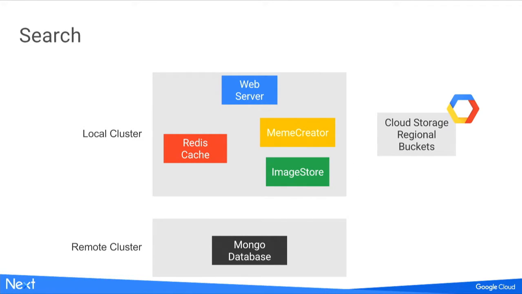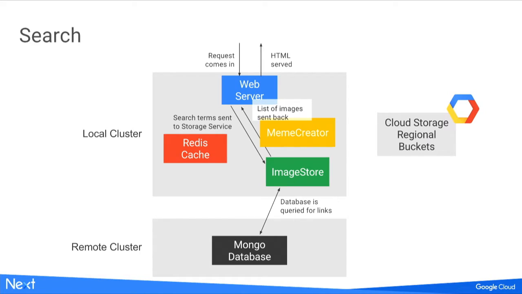And then search. For search, it's a little bit simple again. The web request comes in. We talk to the image store service with the requested terms. It talks to MongoDB for the links. It gets those links. And it serves it from the appropriate regional buckets. So the interesting thing here is the search is around the world, right? If you generate a meme in Japan and it's stored in our Tokyo bucket, you can still find it in the United States. But the Redis cache is local to the local cluster. So this is a pretty reasonable architecture, nothing too complicated, but it's using 6 different microservices, which I find really fun.